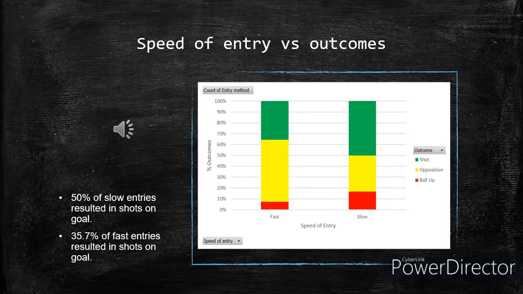Fast inside 50 entries resulted in shots 35.7% of the time. This increased to 50% for slow inside 50 entries. Also, with fast inside 50 entries, West Coast Eagles won back possession 57.1% of the time. On slower entries, this dropped down to 33.3% of the time.